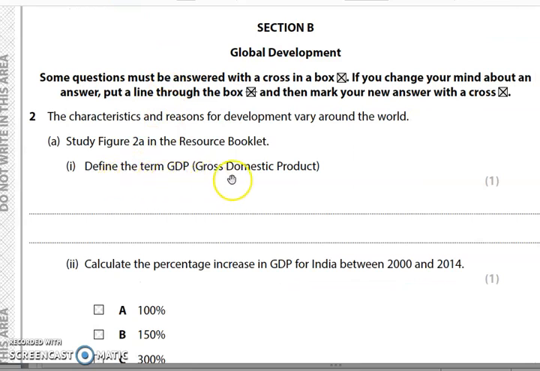Define the term GDP, gross domestic product. It's only worth 1 mark. If it's defined, you've got to state what it means. But be careful. A common error on things like this is to think of, well, gross domestic product per capita. And it's not. Read the instructions carefully and know your key terms. So pause the video and have a quick go. 1 minute now.